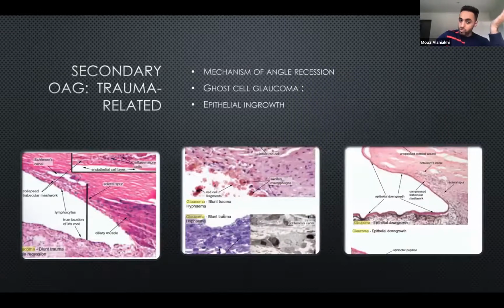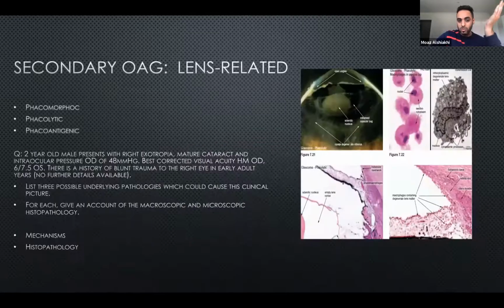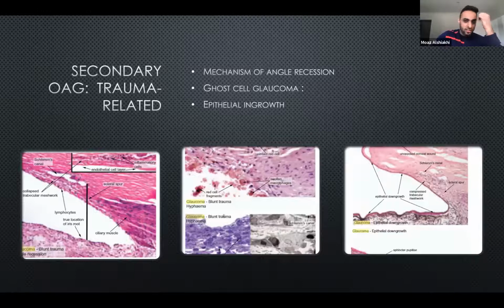Same for the trauma related, which can go back to this question, because there was a trauma in this case. You need to have an understanding of angle recession, the mechanism of angle recession, and ghost cell glaucoma, as well as epithelial ingrowth, and have a good understanding of how they look on the slides, because once you see them once, you remember how they look. You need to know how the different macrophages look to be comfortable.